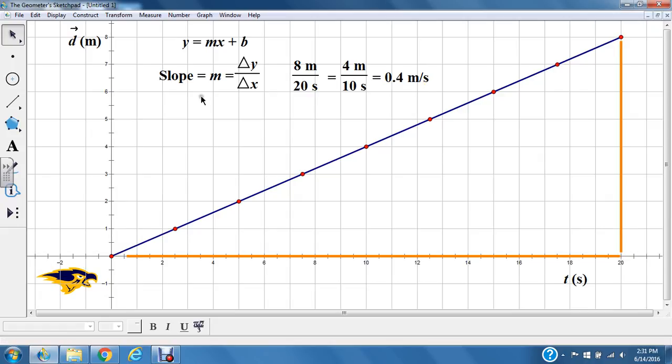So the units are always the y-axis values over the x-axis values. So we have meters per second, and that is units of velocity. And so this is a change in position compared to time graph, and the slope of this line gives velocity.